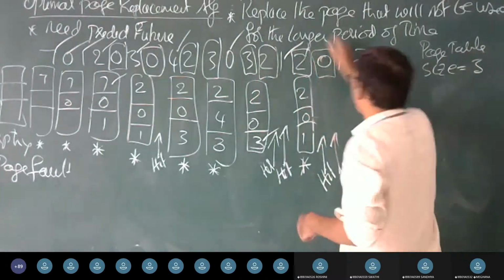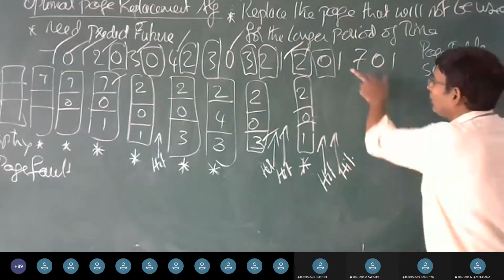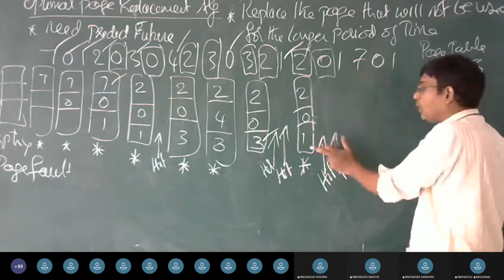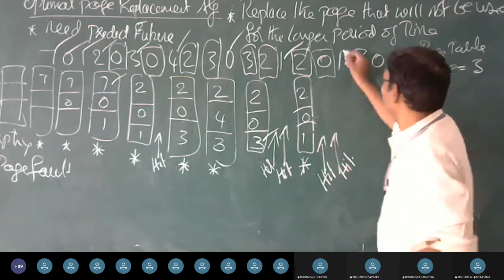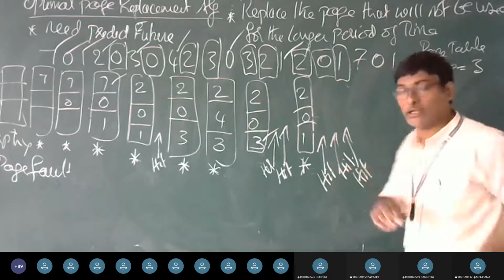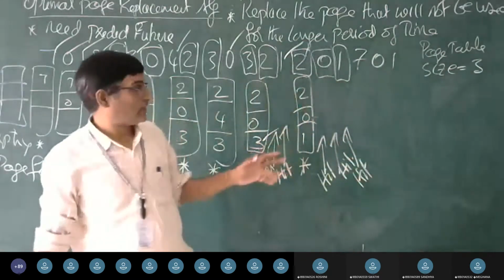So again at 0 also, there is no change or interchange operation. Now 1, 2 equals to 1? No. 0 is equal to 1? No. 1 is equal to 1? Yes. So obviously there is one more hit here, so there is no question of page replacement in this case.